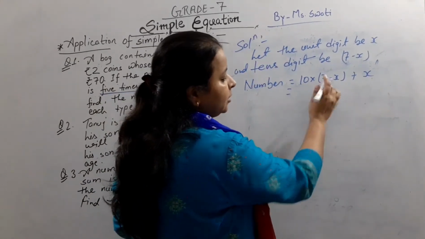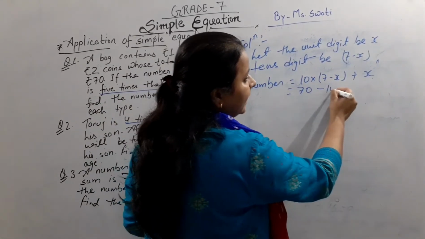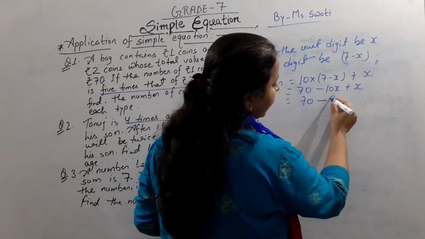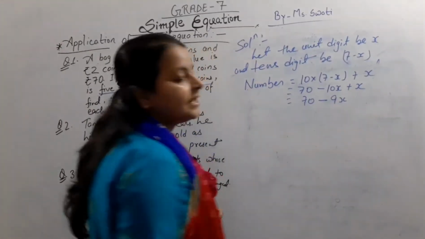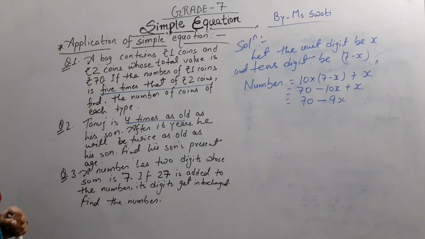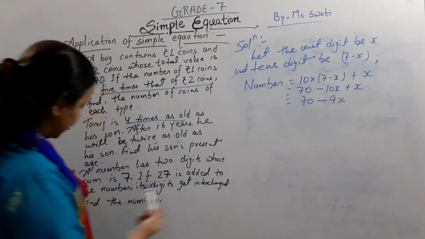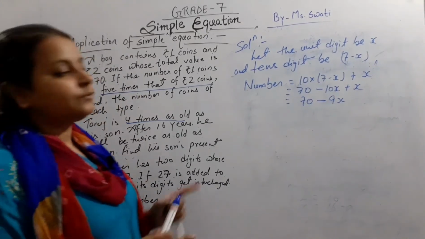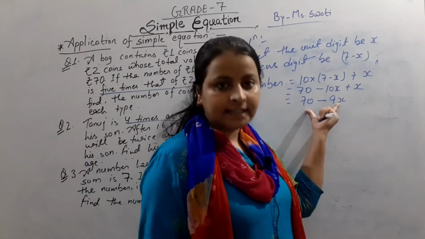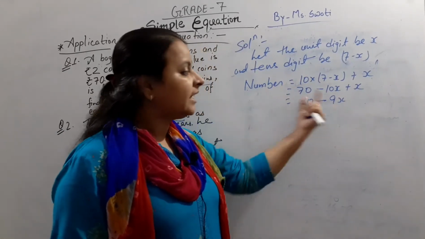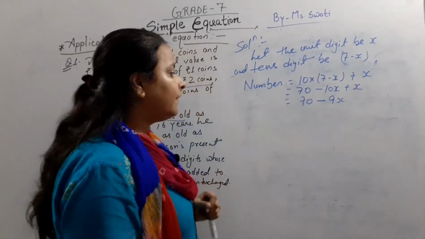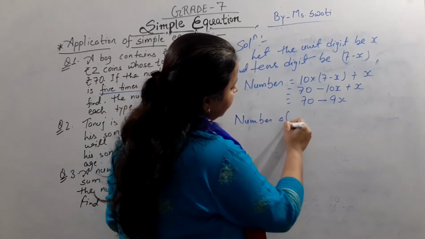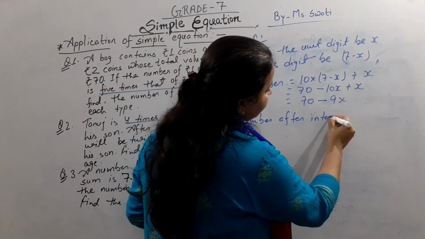So it becomes 10 into 7, 70 minus 10x plus x, that is 70 minus 9x. Now the question is, if 27 is added to the number, its digits get interchanged. If we add 27 in this number, then the digits interchange. So first we find out the number after interchanging the digits.